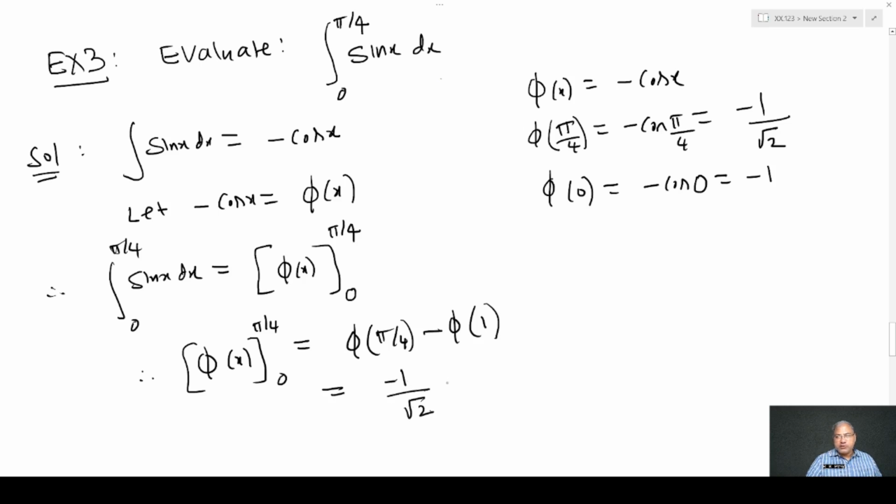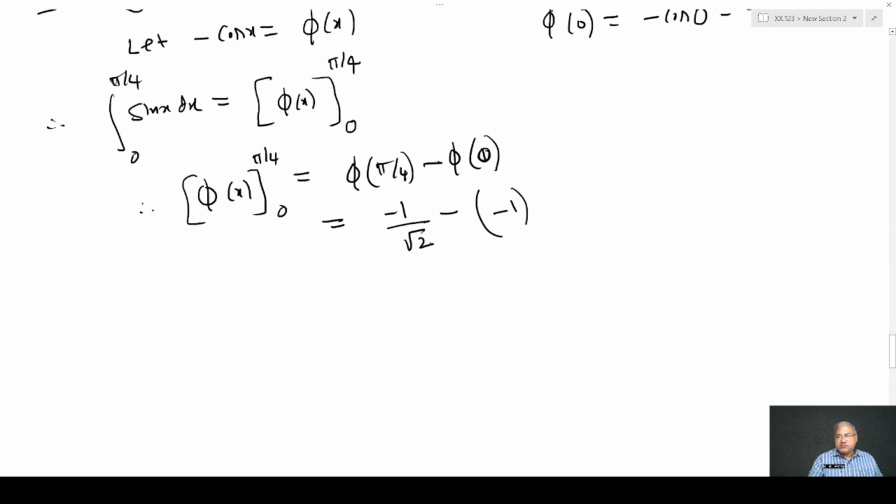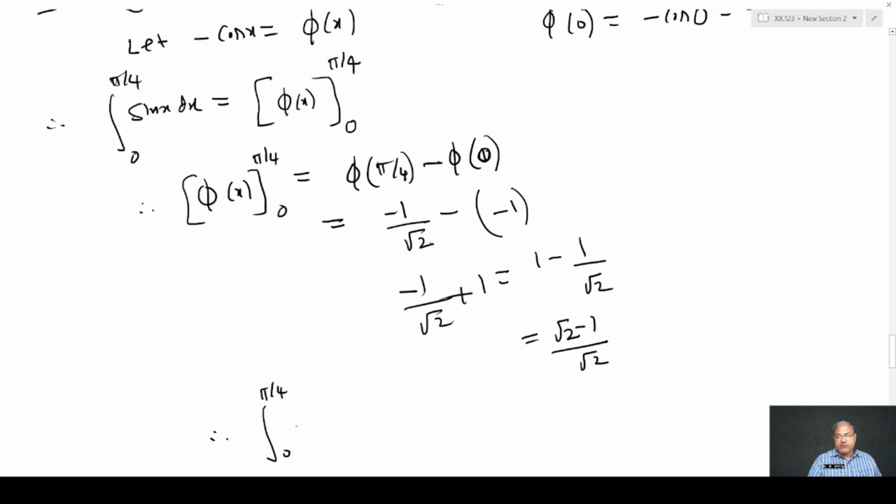minus 1 upon root 2, and this is minus formula, and value of phi of 0, here it is, phi of 0 is equals to minus 1. Now simplifying, that is minus 1 upon root 2 plus 1 equals to 1 minus 1 upon root 2 equals to root 2 minus 1 upon root 2. Therefore, integration 0 to pi by 4 sin x with respect to x equals to root 2 minus 1 upon root 2 is required solution.